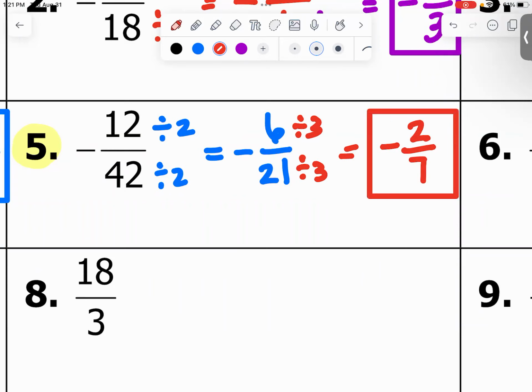Okay. Now, if you wanted the simplest answer right away, the greatest common factor was 6. So if you divide it out as 6 right away, we would have gotten here to negative 2 sevenths. Okay. But is it a problem to take 2 steps? No, it's not. Okay.